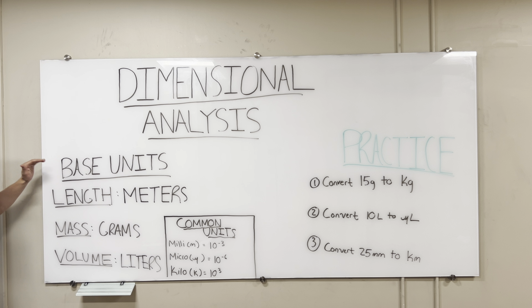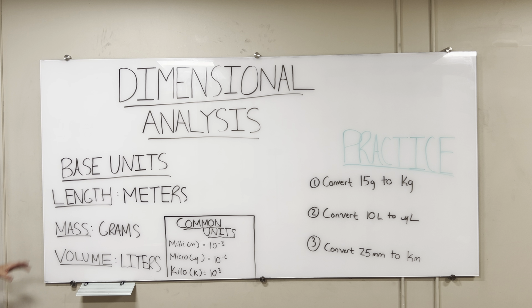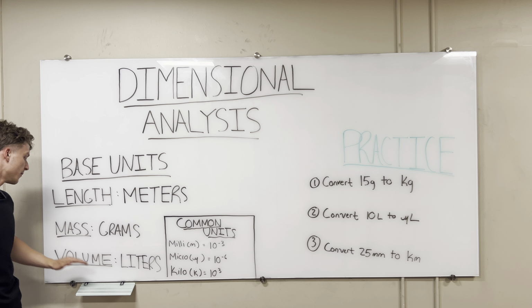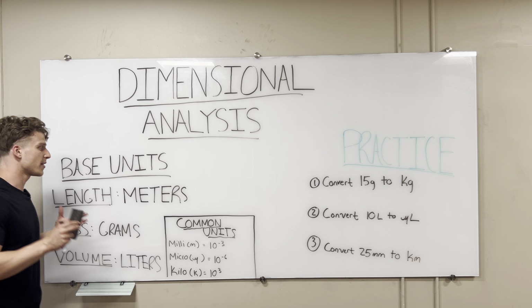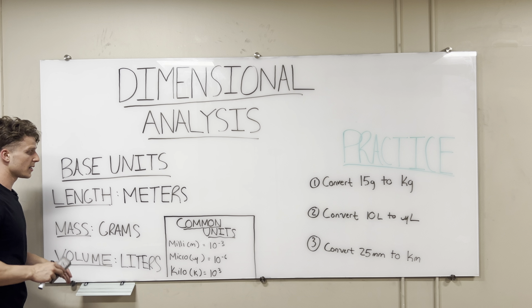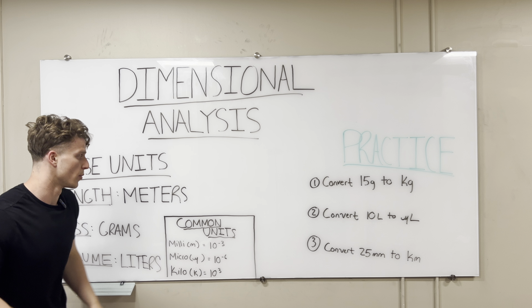So my base units in the metric system for length, mass, and volume, which are the three common things we're going to measure, are meters, grams, and liters, respectively, right? So if we're talking about length, we're going to be dealing with meters. Mass, grams, and volume, liters. These are the base units. I like to think of this as my reference unit. If I can get to one of these units, I can then use what I know about the other units to get to those respective units.